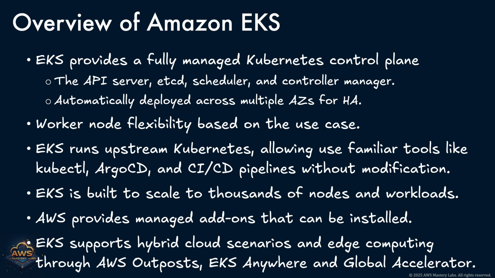EKS provides scalability and performance at enterprise levels. Whether you need to autoscale nodes based on demand or fine-tune pod-level scaling using custom metrics, EKS provides the hooks and integrations to do so efficiently. AWS also supports EKS add-ons, which are curated and managed components like CoreDNS, the VPC CNI plugin, and kube-proxy. These can be installed and updated with just a few clicks or CLI commands, reducing operational overhead and ensuring consistency with AWS best practices. Finally, EKS supports hybrid cloud scenarios and edge computing through AWS Outposts, EKS Anywhere, and Global Accelerator.